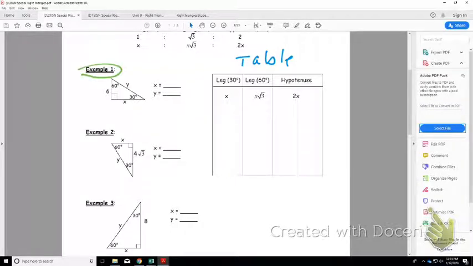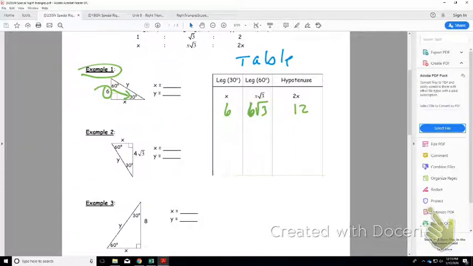Again, you're going to start with what they gave you. They gave you the number 6. 6 is opposite of the 30 degrees, so the 6 is going to go in your first column. So then your long leg would be what? 6 square root of 3. And then what would your hypotenuse be? 12. Same thing. Once we know what our x is, you're just subbing it in.